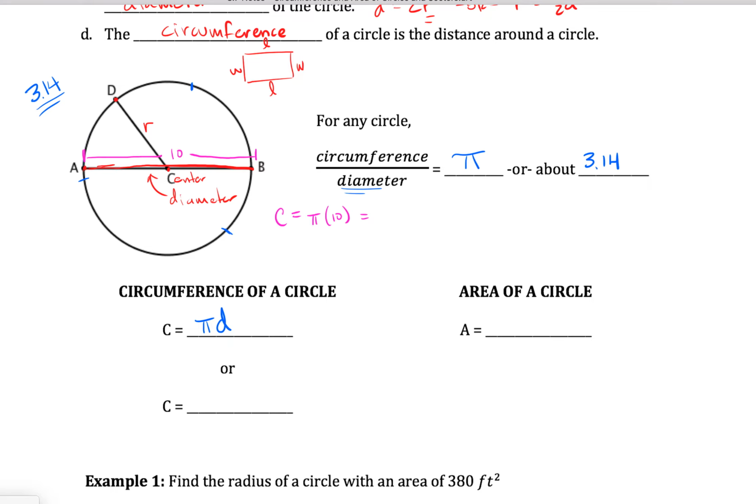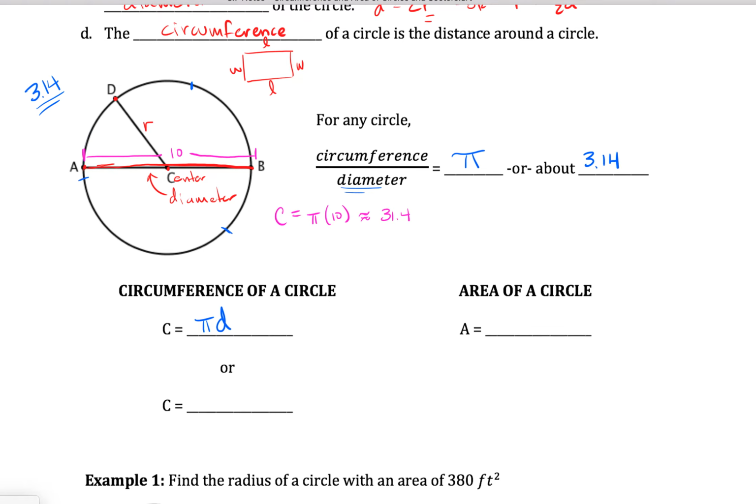It'll say 31.41592654, and it might even go further than that depending on what kind of calculator you have. We're going to round that off, so we'll say it's about equal to 31.4 units. So if the diameter of my circle was 10, then the circumference would be 10 times pi, which is about 31.4.